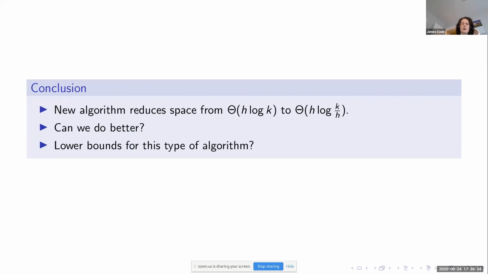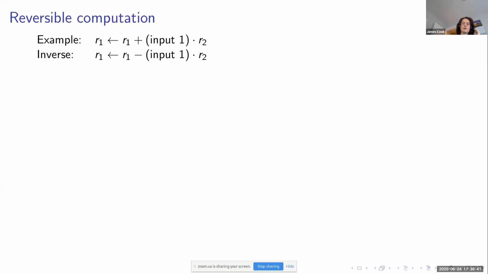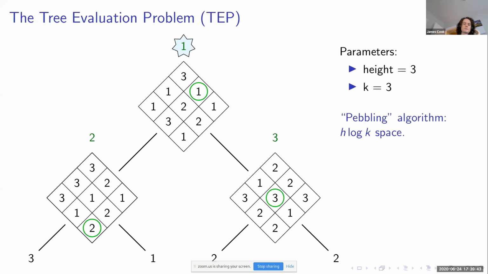I should mention, there were some lower bounds on restricted classes of algorithms, which showed that this pebbling algorithm is optimal. But of course, our new algorithm breaks that. Our new algorithm isn't in that restricted class that the lower bound was for. So it'd be interesting to extend the lower bounds more.